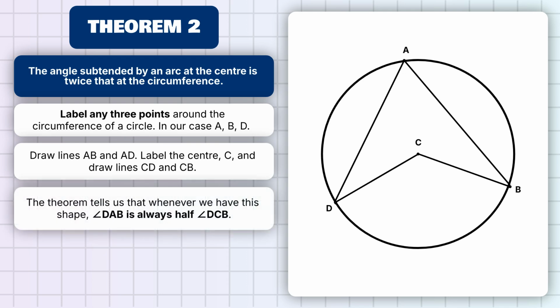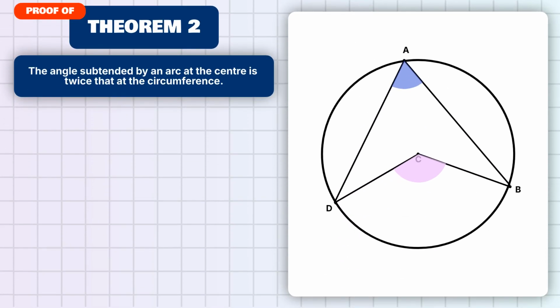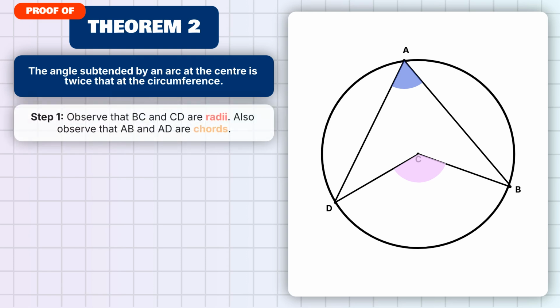What this theorem tells us is that whenever we have this shape, the angle DAB, which we will label X, is always half the angle DCB, which we will label 2X. So how do we prove this theorem? Let's go back to our original drawing. We can make the following observations about this shape. First, BC and CD are radii. Second, AB and AD are chords.